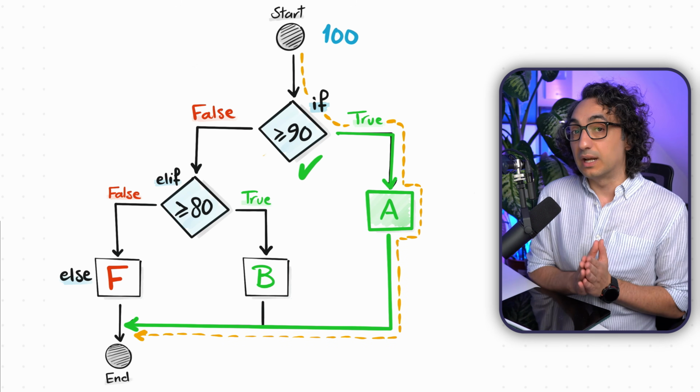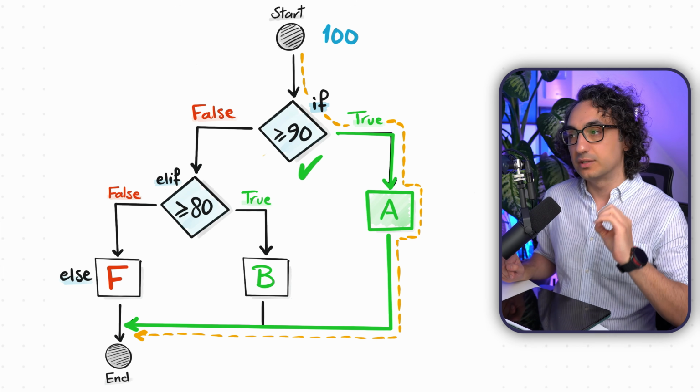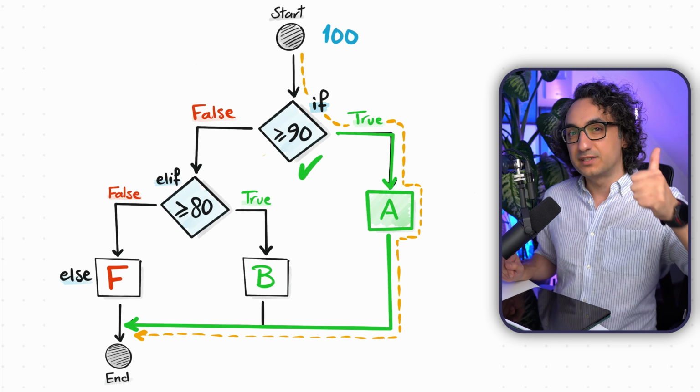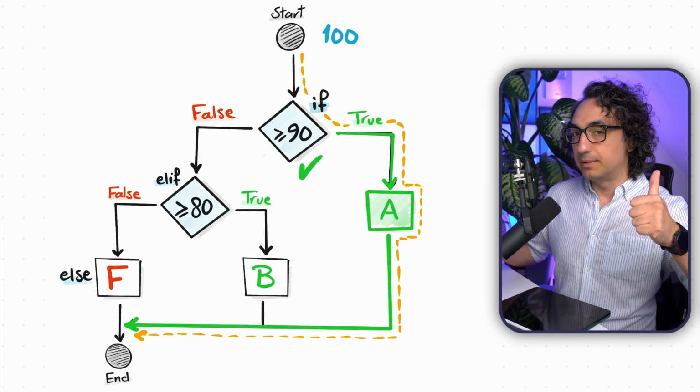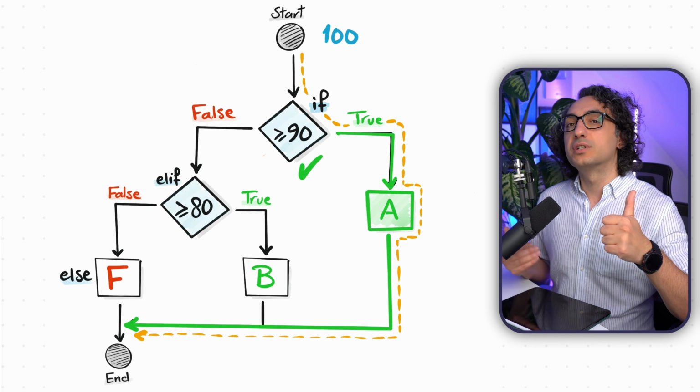So that means we are not asking the second question. And this is exactly how things work with the conditional statements. Once you get the first true, the code that belongs to it is going to be executed and then go out. So nothing else, no other questions are going to be asked.